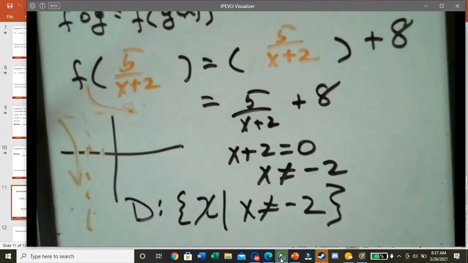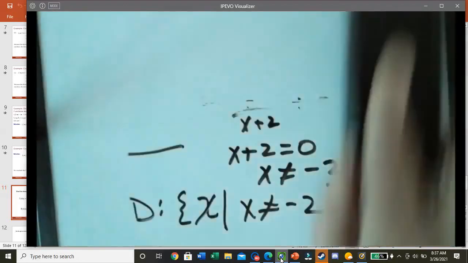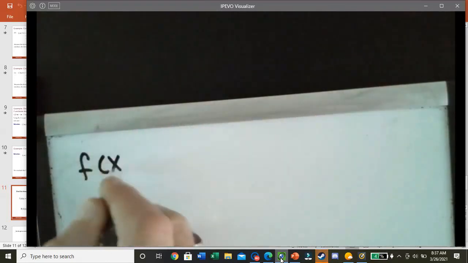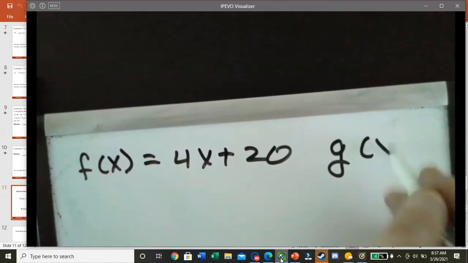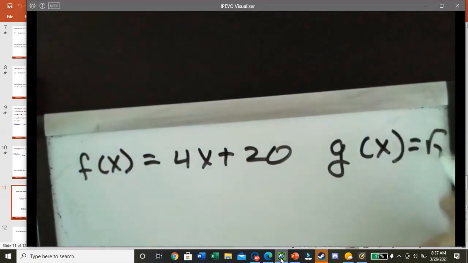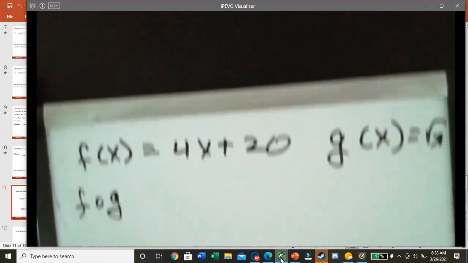Okay, I kind of erased this other one here. I'll just rewrite it. Okay, so that's that one. And the other one I said was f of x equals 4x plus 20, and g of x equals the square root of x. Okay, so again, we're looking for the domain for f composed with g, right?